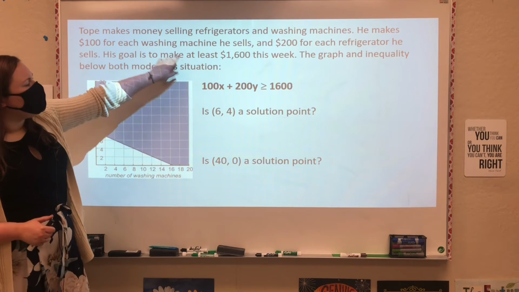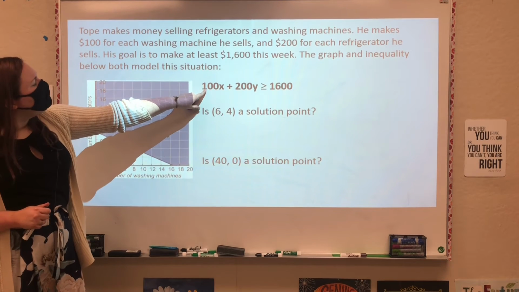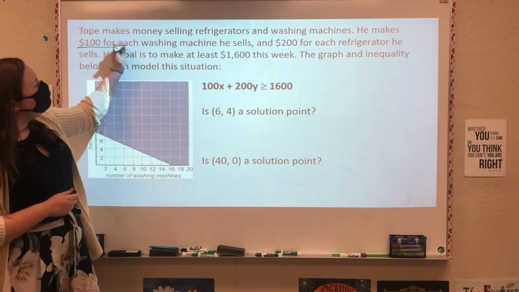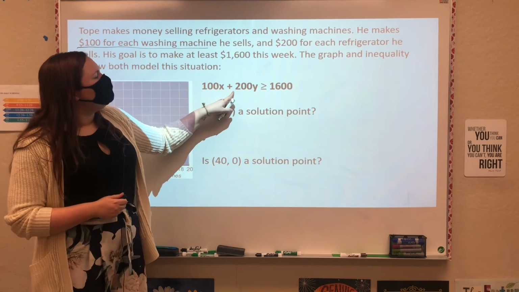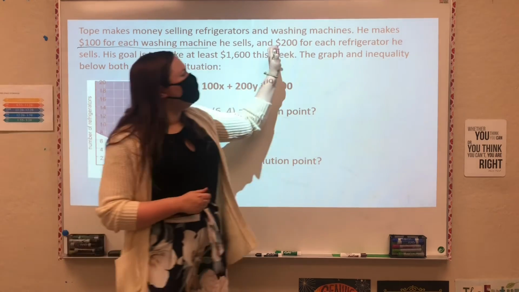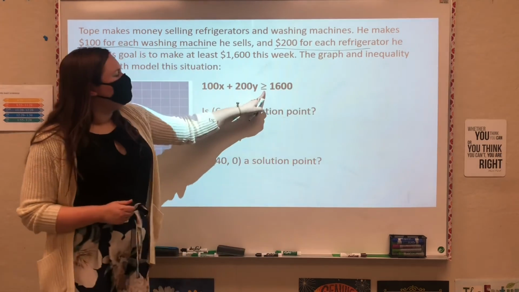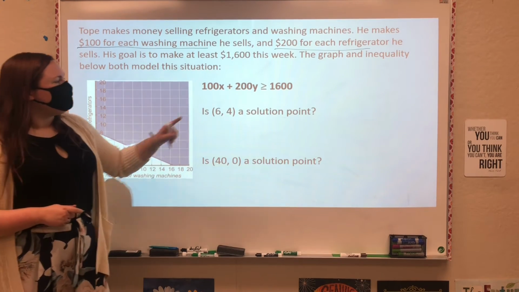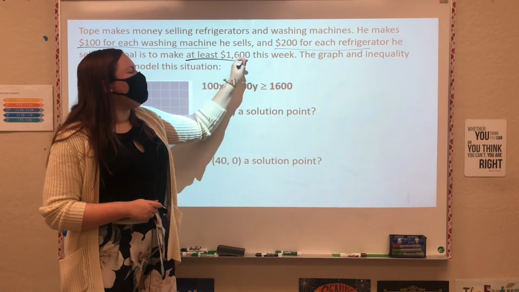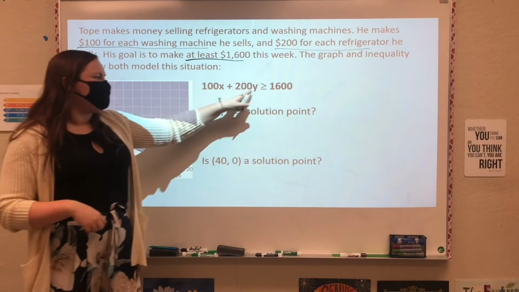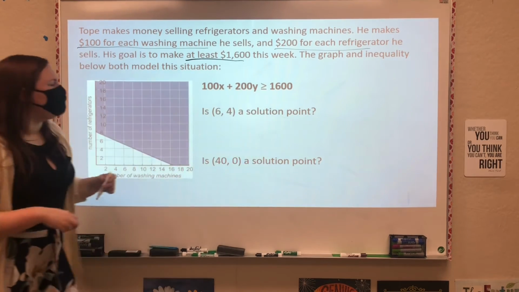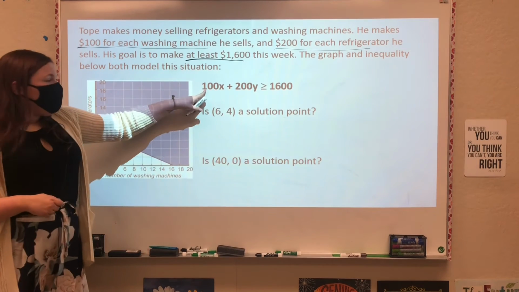Going back to the word problem, what is this saying? We've got $100 per washing machine, plus $200 per refrigerator, is greater than or equal to 1,600. Yep. He wants to make at least $1,600, which means he wants to make equal to $1,600 or greater than $1,600. So we've got the inequality already written.